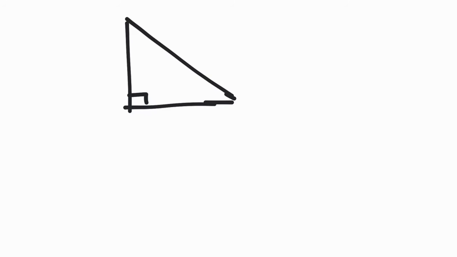Okay, in this lesson we want to use the Pythagorean theorem, which we know is a squared plus b squared equals c squared, and actually apply it to a right triangle. Because we know in a right triangle this property works.